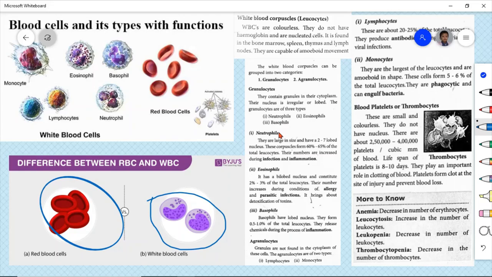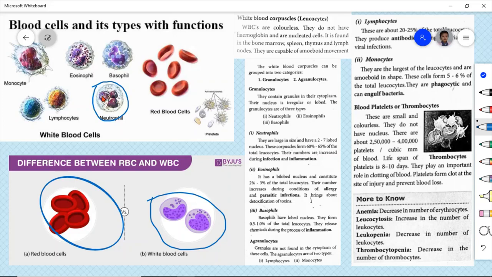First we can see neutrophils. See this picture, blood cells and its types. Where is the neutrophil? This is the neutrophil. Neutrophils are large in size and have a 2 to 7 lobed nucleus. In this diagram, there are 3 lobes. This is the first lobe, this is the second lobe, this is the third lobe. Normally 2 to 7 lobes are present in the neutrophils.